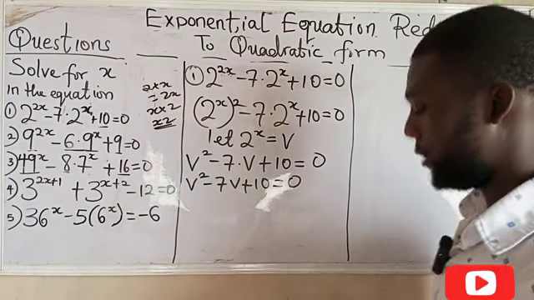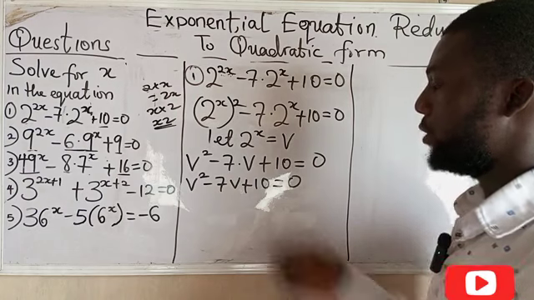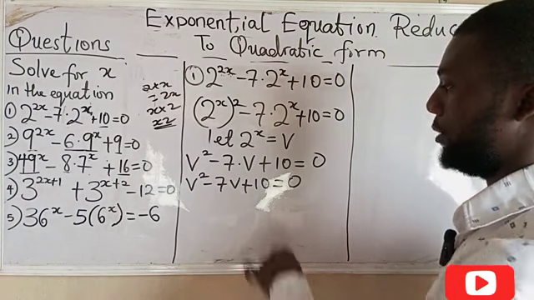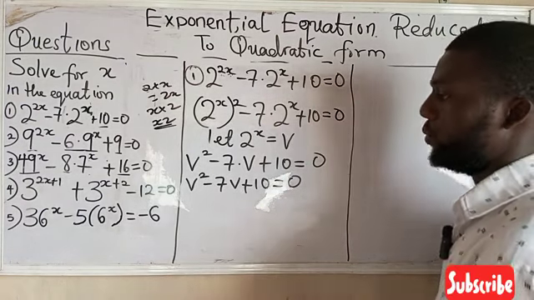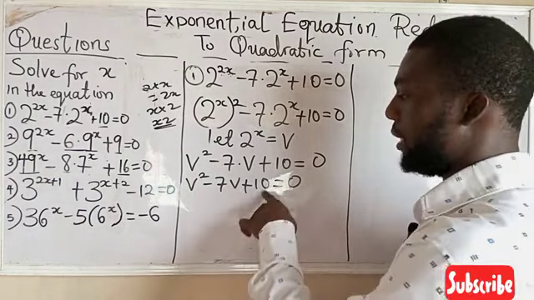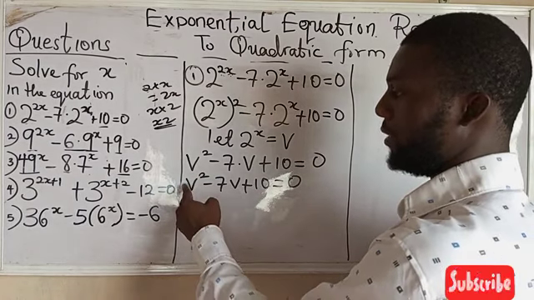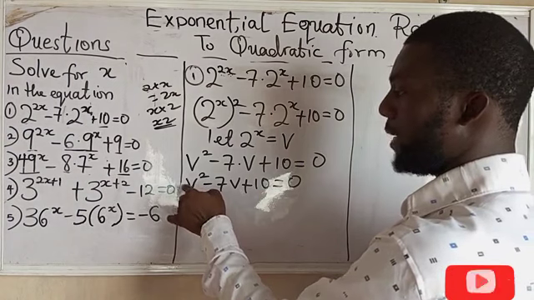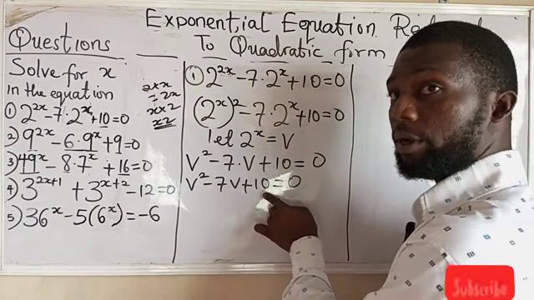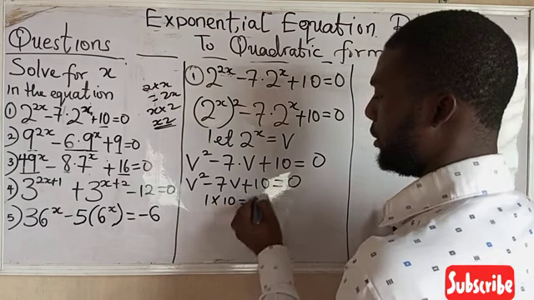Now, how do we go about this? The next thing we are going to do is solve this using the factorization method, and the first thing we are going to do is multiply the first term times the last term. The first term here is 1. Let's not forget this v square is like saying 1v square. So we are going to multiply the coefficient of v square, which is 1, and the constant term here, which is 10. So 1 times 10, that is 10.